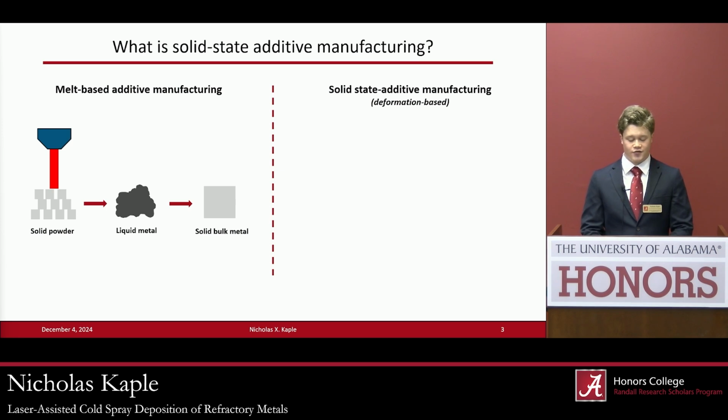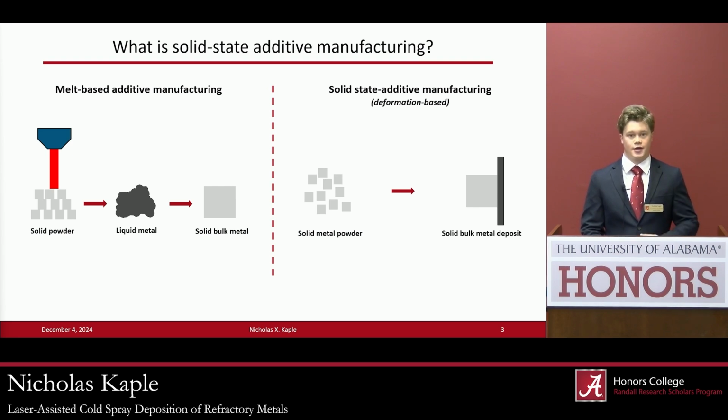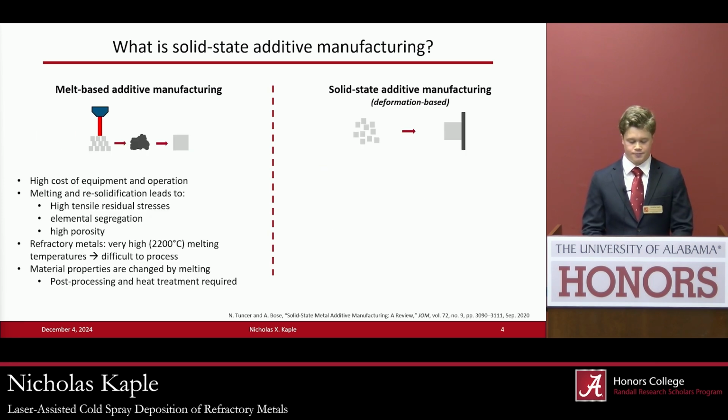So you'll notice here that we're going from solid to liquid, and then back to solid state. On the other side, we have a deformation-based solid state additive manufacturing process, where we take solid metal powder. We then add force to that, or we can accelerate these particles to very high speeds. And then those solid metal powder particles are going to deform into a solid bulk metal deposit. You'll notice in this case that we're staying in solid phase the entire time during manufacturing.